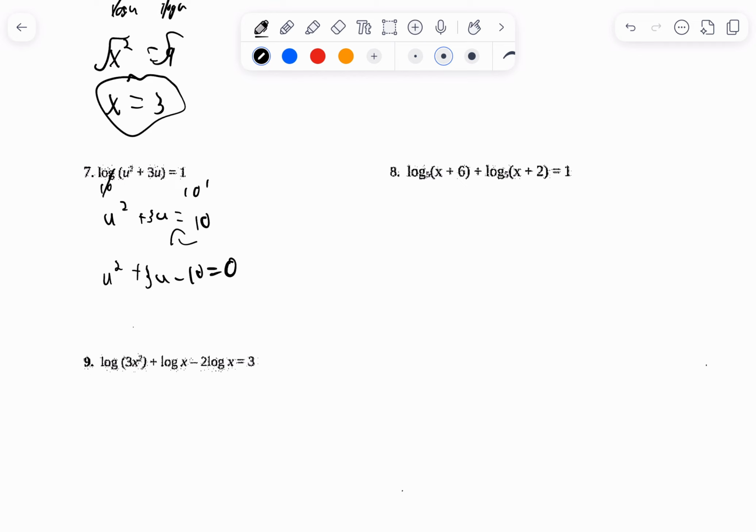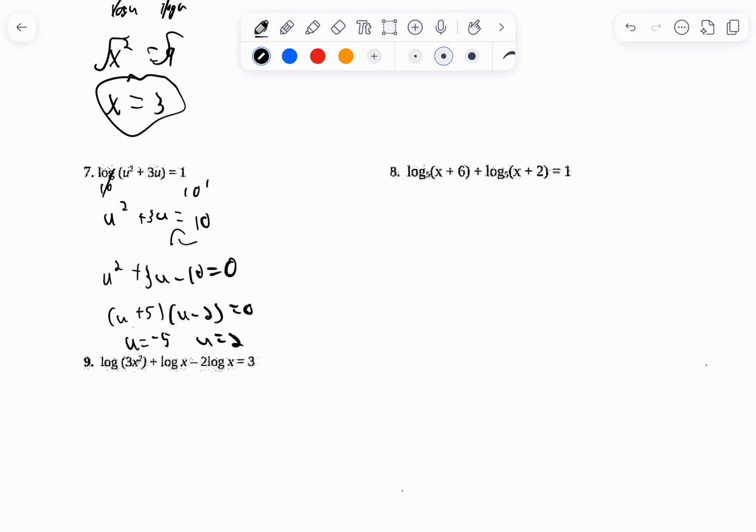And then what adds to 3 and multiplies to negative 10? That's positive 5 and negative 2. So u plus 5 times u minus 2 equals 0. So u equals negative 5, u equals positive 2.